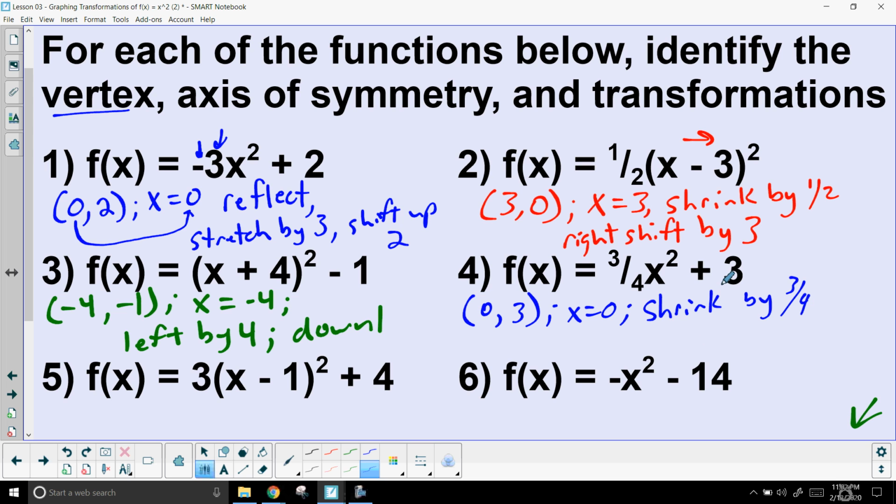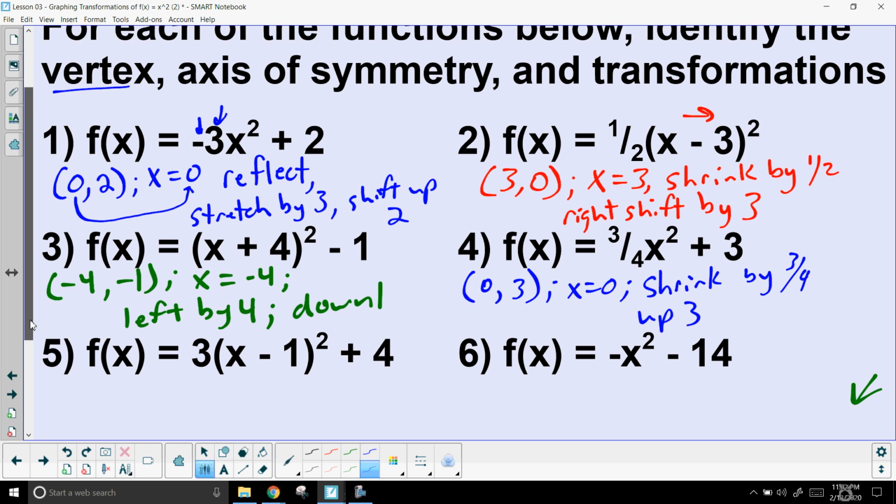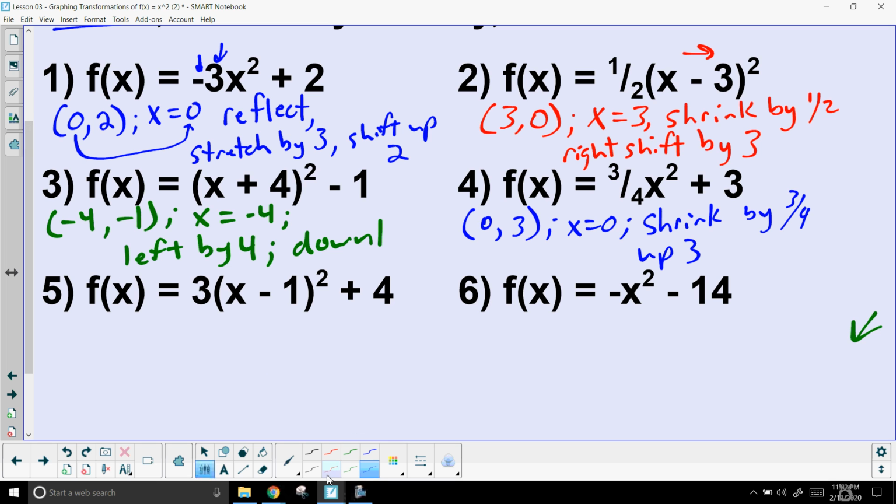Alright, I'm going to use red for this one. Vertex, opposite. So 1, 4, comma. Axis of symmetry, this is an X equals 1. So we have a stretch because it's 3. That's greater than 1. You got to think counterintuitive, so to the right by 1. We got a 4 here, so we're going up 4.